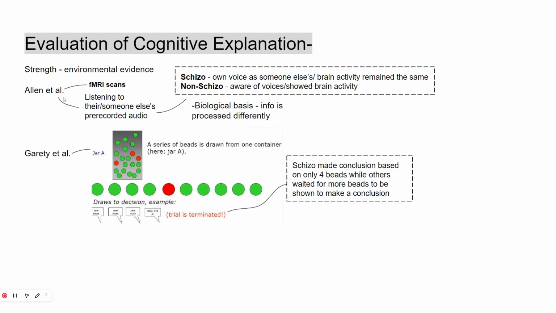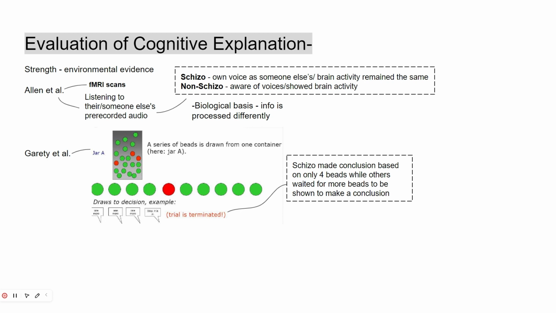And so Allen et al. basically had two groups, one control group and one group of people with schizophrenia. All of them went through fMRI scans, and while they were inside the scanner, they were listening to a voice.